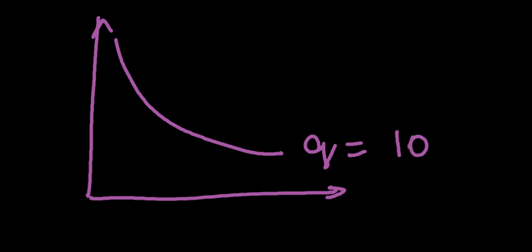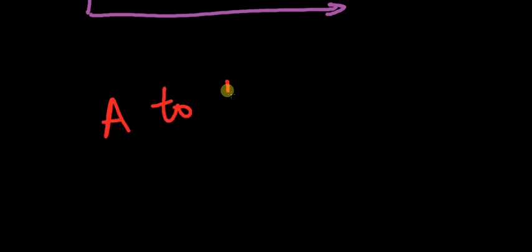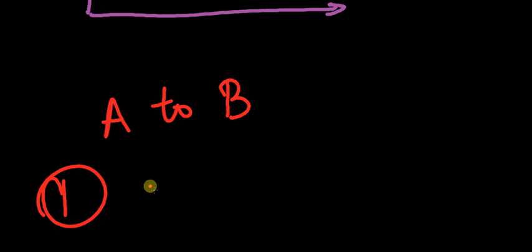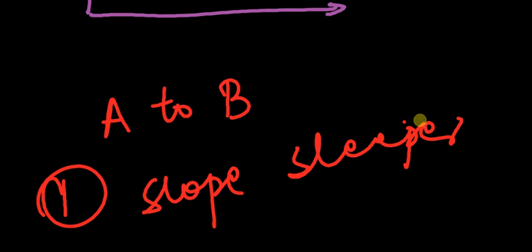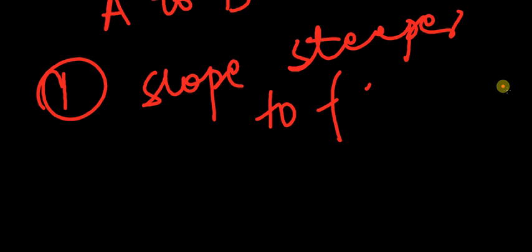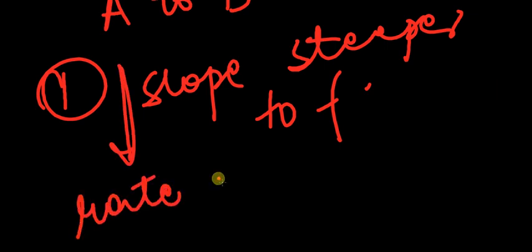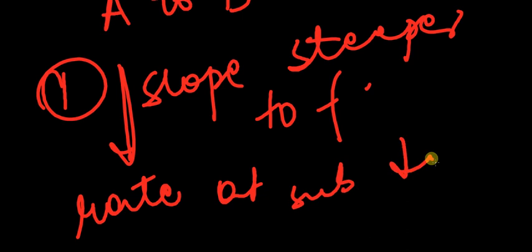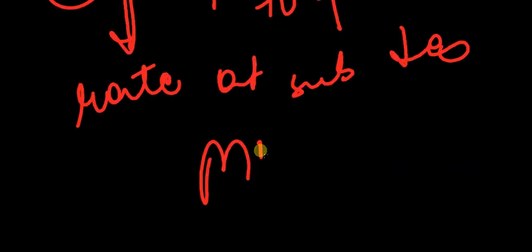Now let's talk about a point A and go to a point B. When I go from A to B, the slope becomes steeper to flatter. So just see, this is steeper and this is flatter. What does this say? It says that the rate at which you substitute falls, or MRTS falls.